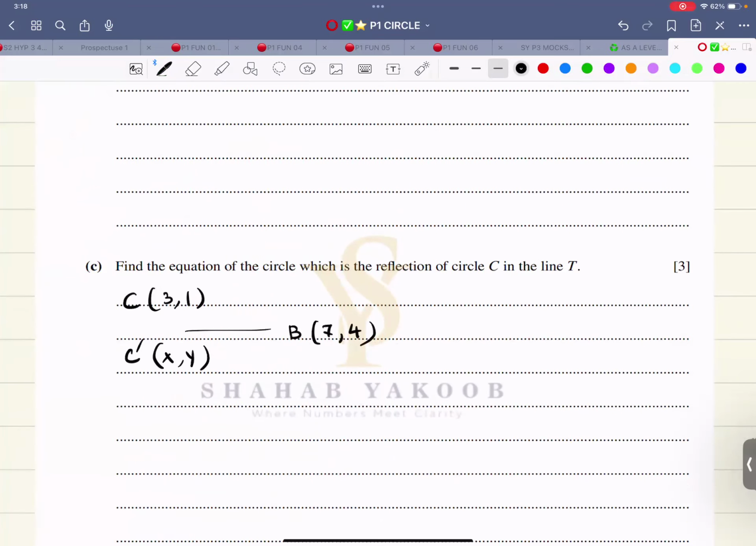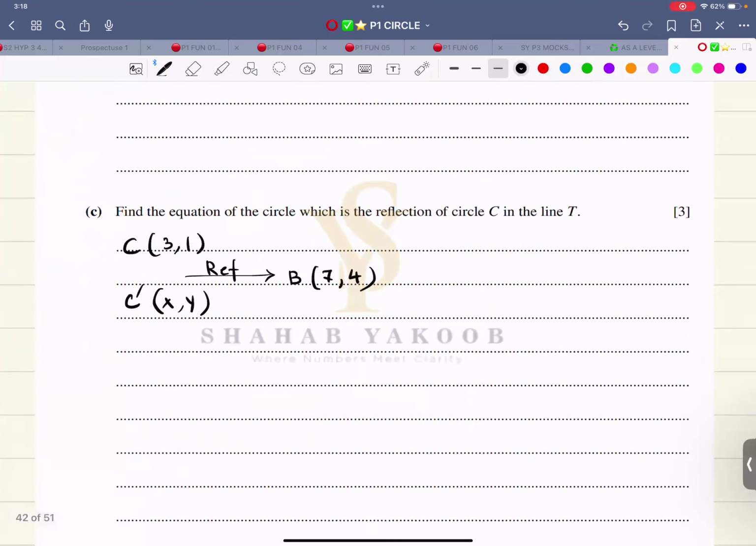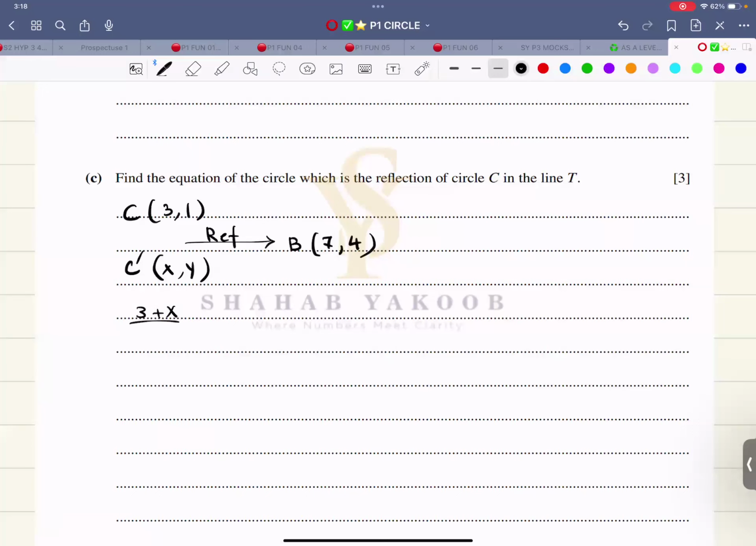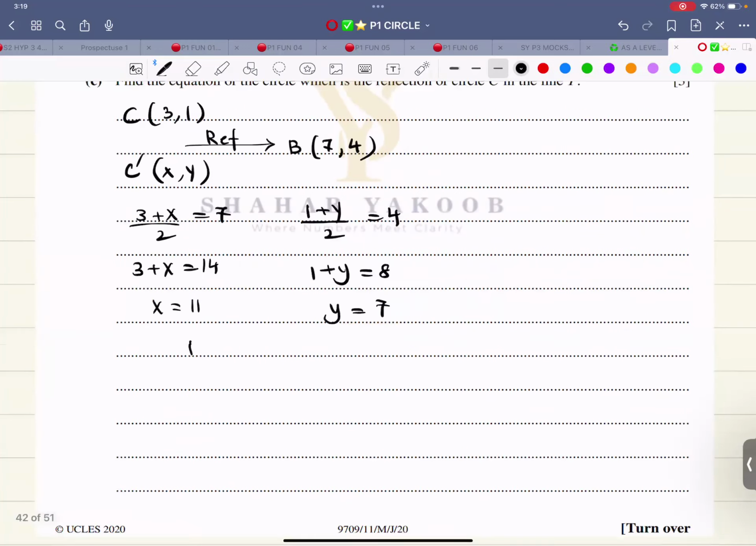So therefore, B has to be the midpoint because of reflection. So (3 plus x) divided by 2 is 7. 3 plus x is 14. Therefore, x comes out to be 11. Similarly, we have (1 plus y) divided by 2 is 4. 1 plus y equals 8. y comes out to be 7. So the new center is (11, 7).